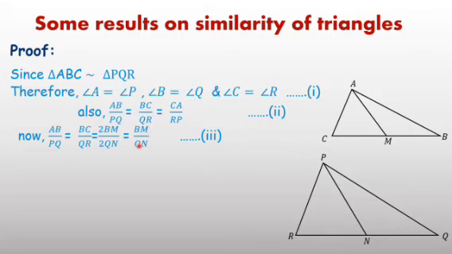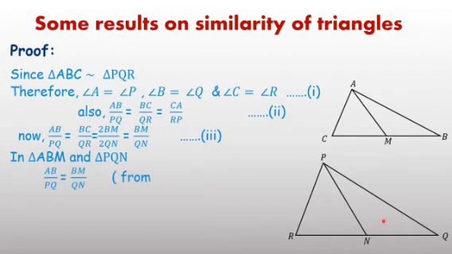Now equation third. Now ABM and PQN. Just observe here ABM and PQN. Try to prove these two triangles are similar, and it is very easy to prove. AB upon PQ equal to BM upon QN from equation third, just covered here, proved here.